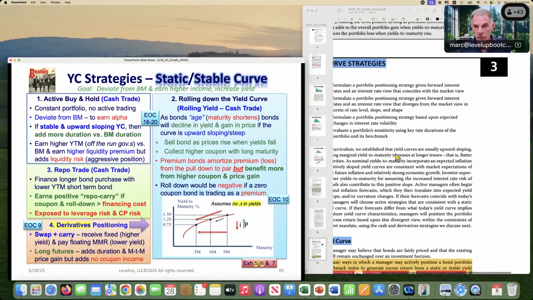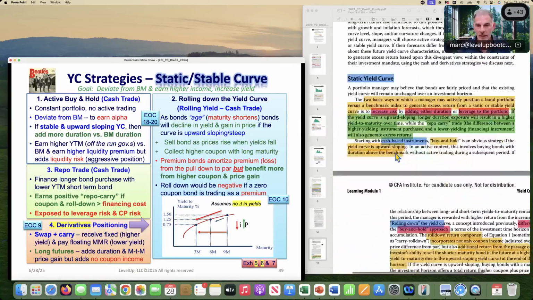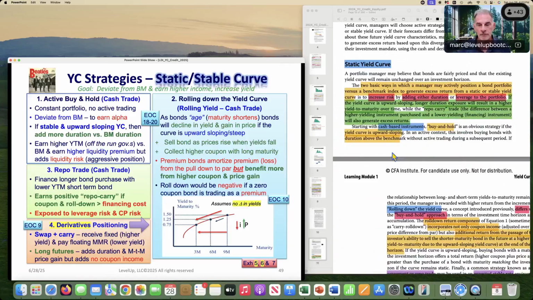So now in section 3, yield curve strategies, static. It says there are ways in which a manager can actively position a bond portfolio versus the benchmark, active management, to generate excess return from a static or a stable yield curve. And that is to increase risk by either adding duration or leverage to the portfolio.